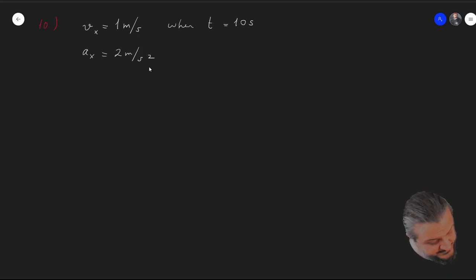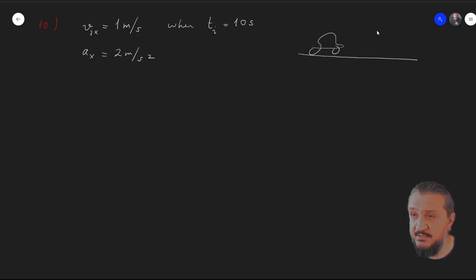Okay? So why don't I call this Ti and then call this Vix? Okay, so this car is traveling in this direction, which is positive x, and when your watch shows t equals 10 seconds, that's your instantaneous velocity, but that's going to be changing, right? Because you have a positive acceleration also, you're going to speed up. That's what they're asking here.